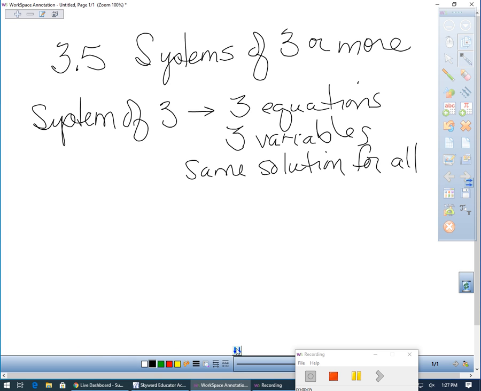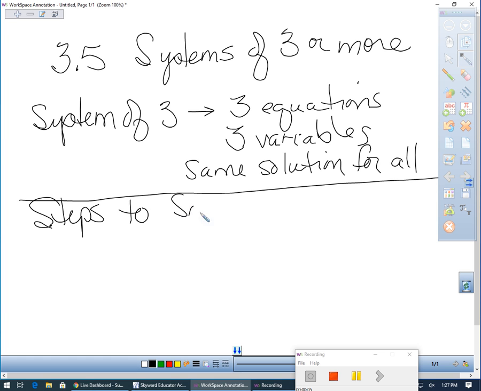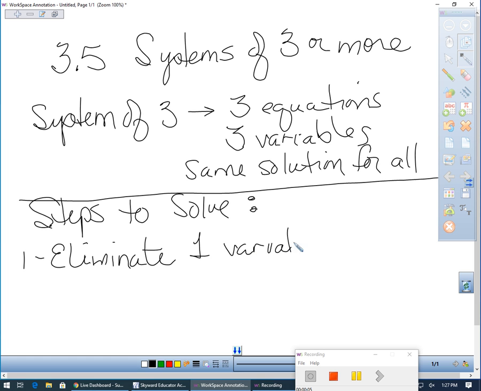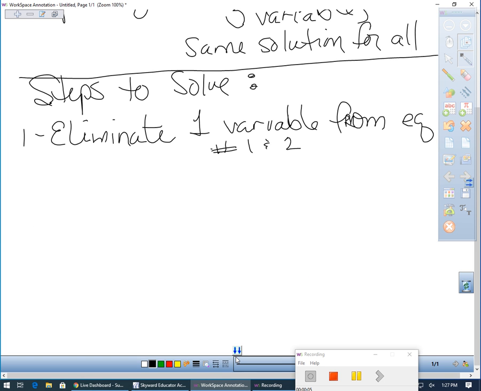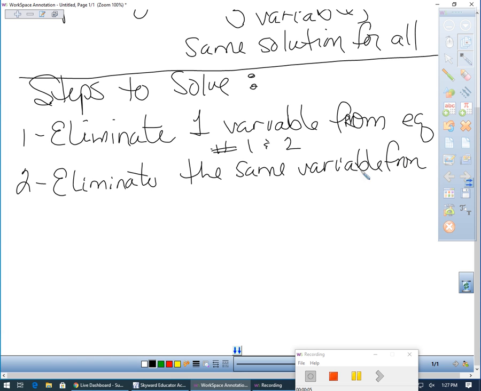So, I think I want to start with the steps. So, steps to solve. Step 1. Eliminate one variable from, that's an R by the way, equations numbers 1 and 2. Okay, that's got to be your first step, is you eliminate one variable from equations 1 and 2. Step 2, eliminate the same variable from equations 2 and 3.